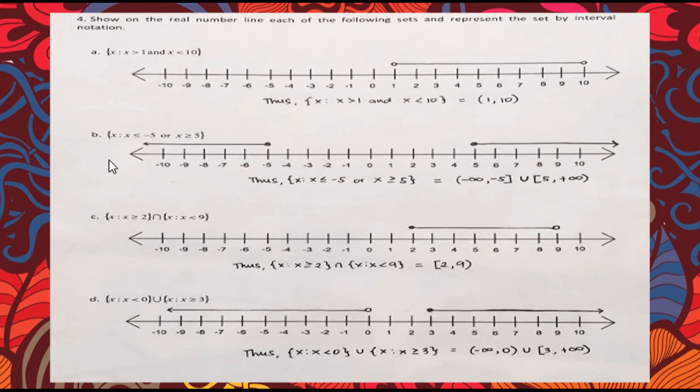Next, x such that x is less than or equal to negative 5 or x is greater than or equal to 5. Here, naay equal, no? Less than or equal, then dire, greater than or equal. So, ang atong point, dira ni negative 5, nakabulit. Dire pod, sa positive 5, nakabulit. So, since x is less than or equal to negative 5, less than man siya, so padulong ta ni negative infinity. Diri pod x is greater than or equal to 5. So, gikan ni 5 padulong sa positive infinity.